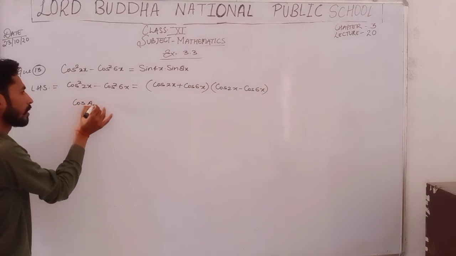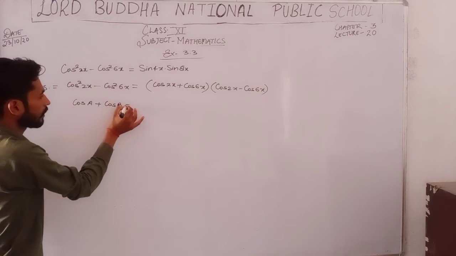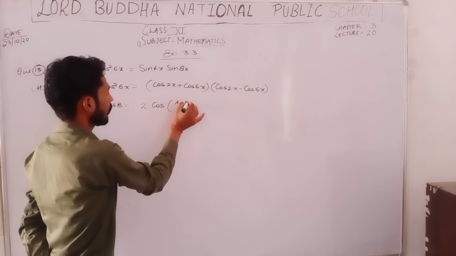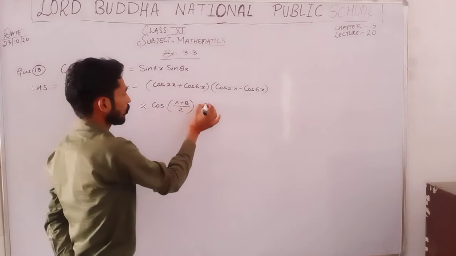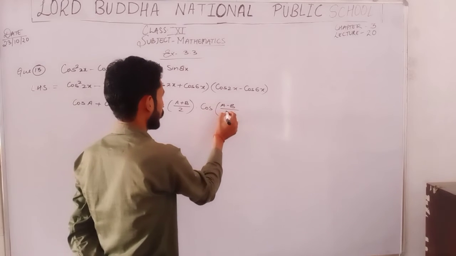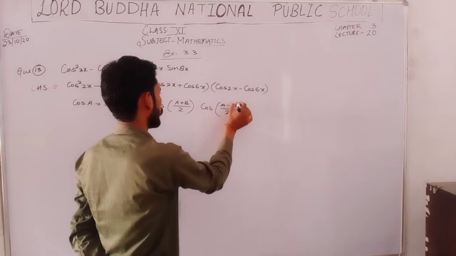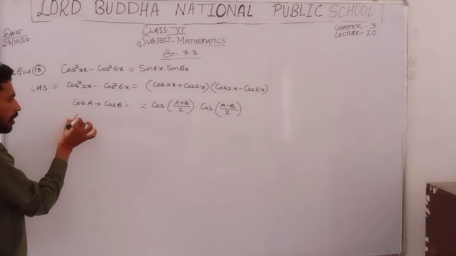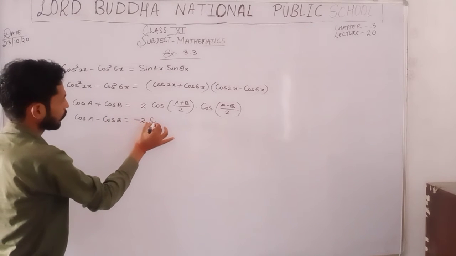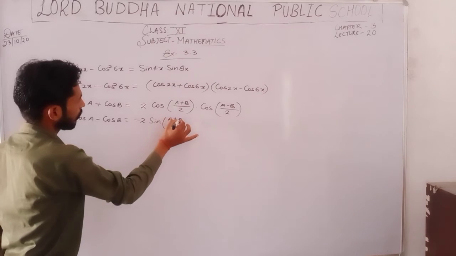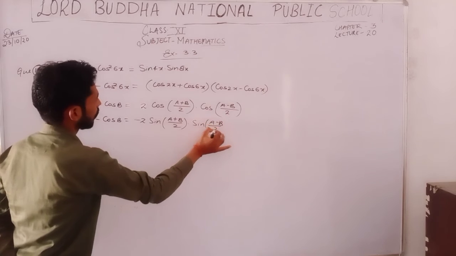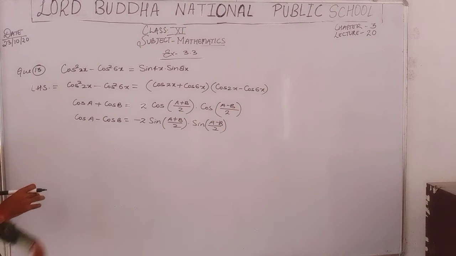We know the formula for cos a plus cos b: that's equal to 2 cos (a plus b) divided by 2 into cos (a minus b) divided by 2. And for cos a minus cos b, the formula is minus 2 sin (a plus b) divided by 2 into sin (a minus b) divided by 2. By using these formulas, we can solve this question.